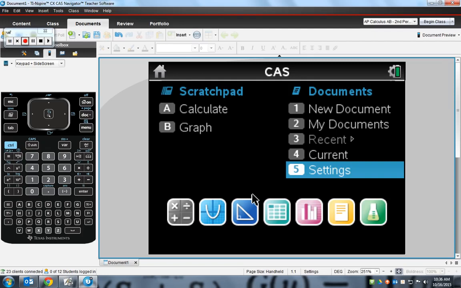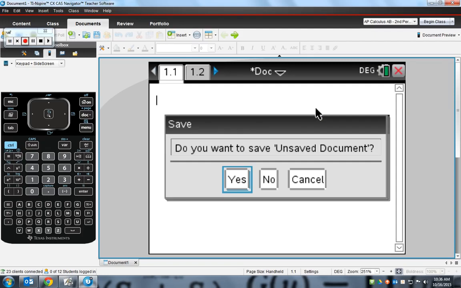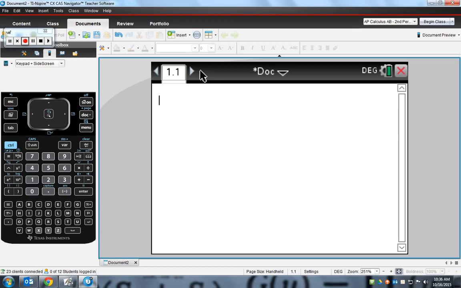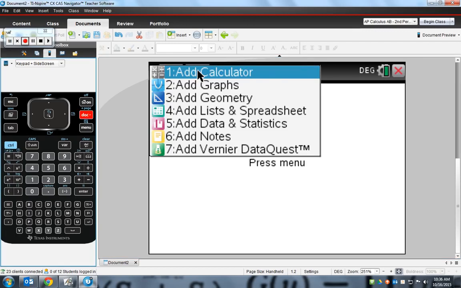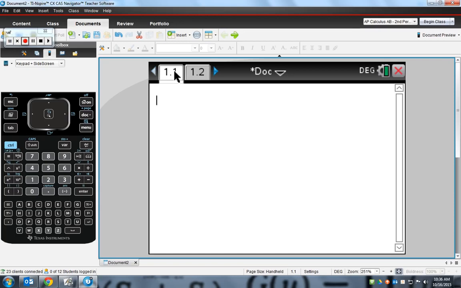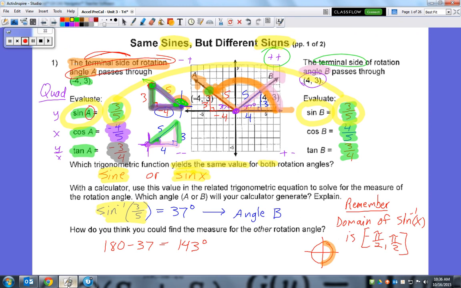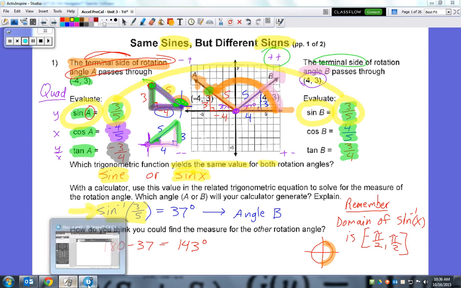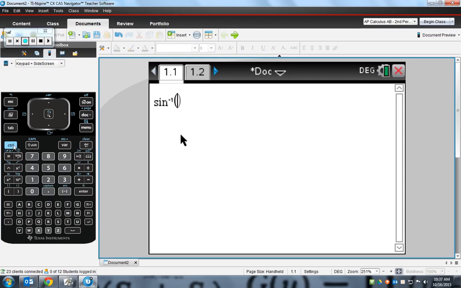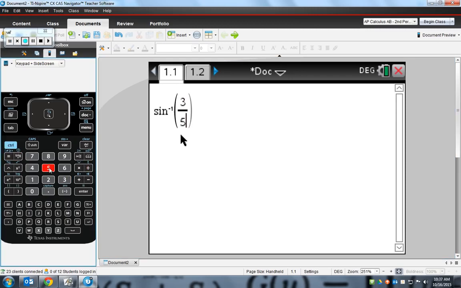So that when I go and create a new document, I'll say no to unsaved changes, I'll add a calculator, and then control add page, I'll add a graphing calculator. So let's go ahead and go to my regular calculator screen, and we're going to solve this arc sine of 3/5, and it's a positive 3/5. So I'll go to arc sine, I'll press control divide, and I'll have 3/5, and then I'll press enter. Now you see it's going to repeat and show me the same exact thing.